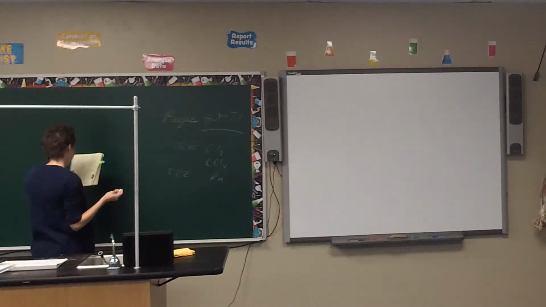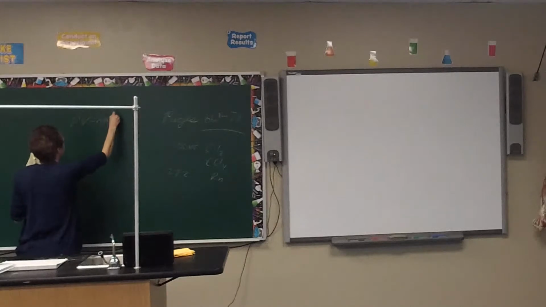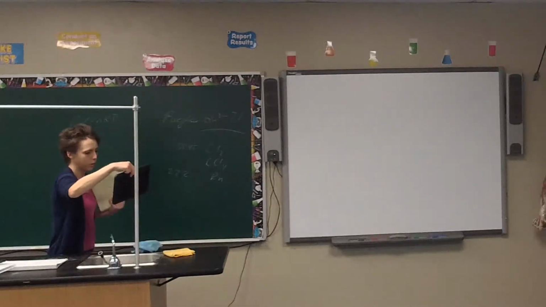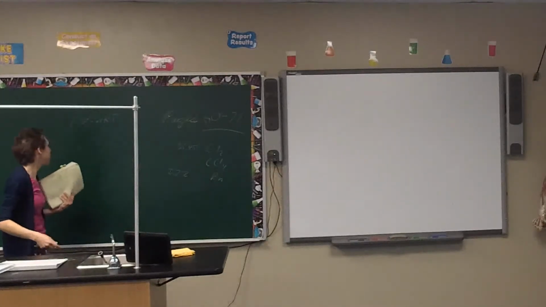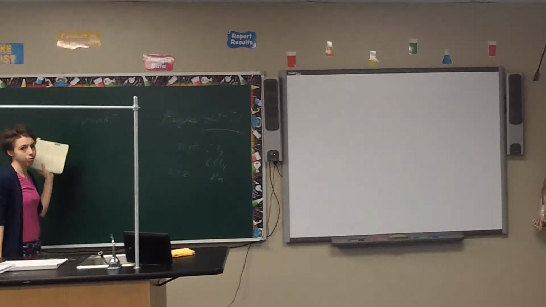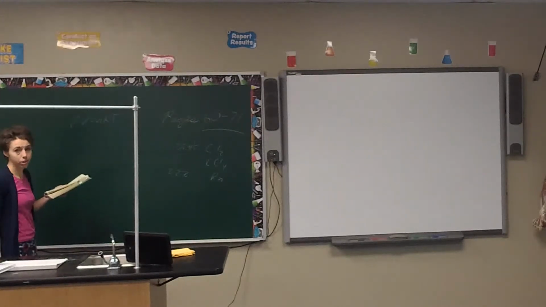Alright, so for this one, remember it's PV equals nRT. So that's the equation for the ideal gas law. Now remember, what does P stand for? Pressure. What does V stand for? Volume. What does n stand for? Number of moles. What does the R stand for? This one you're going to have to memorize.